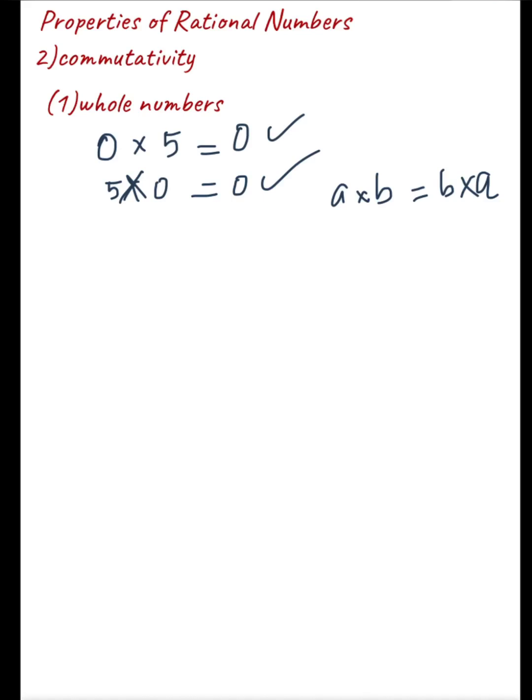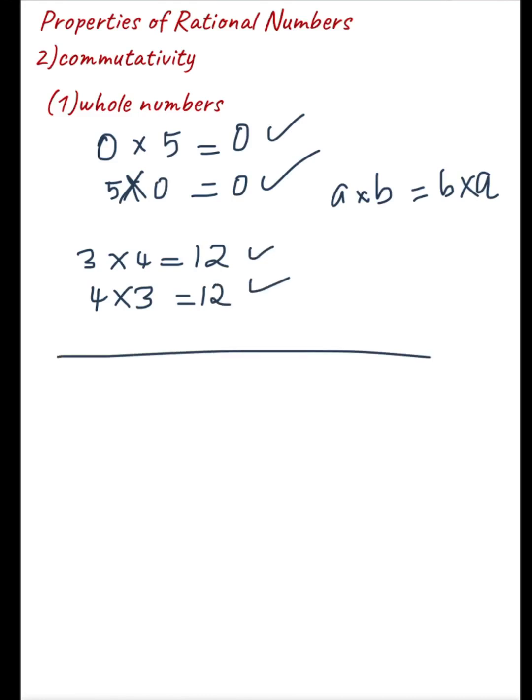Now let's take another example. Suppose 3 into 4. What is 3 into 4? It's 12. Let's change the order and multiply 4 into 3. What is 4 into 3? It's again 12. So both are equal. So A into B equals B into A. That means you can say multiplication is commutative for whole numbers.